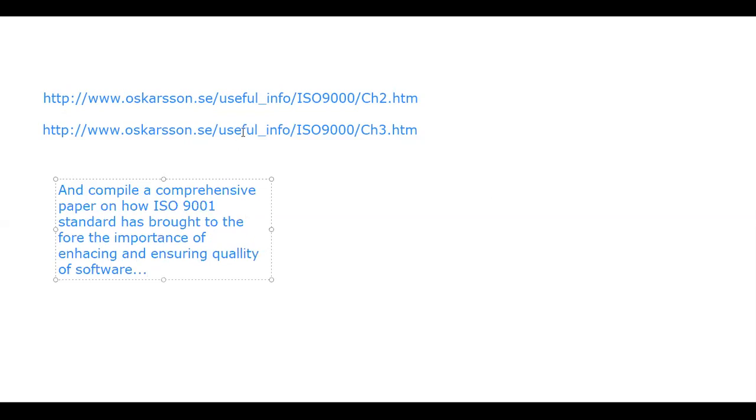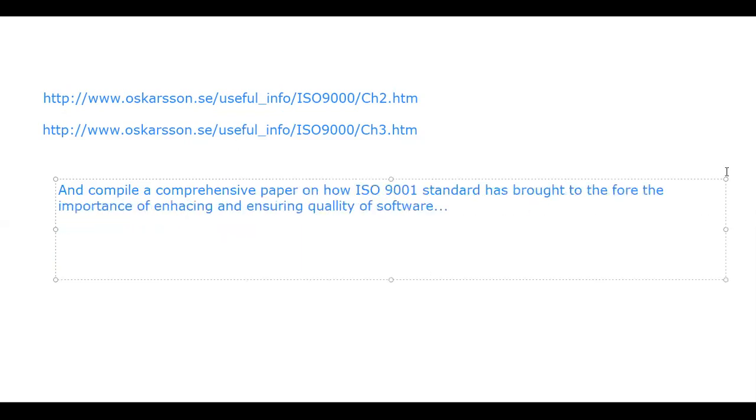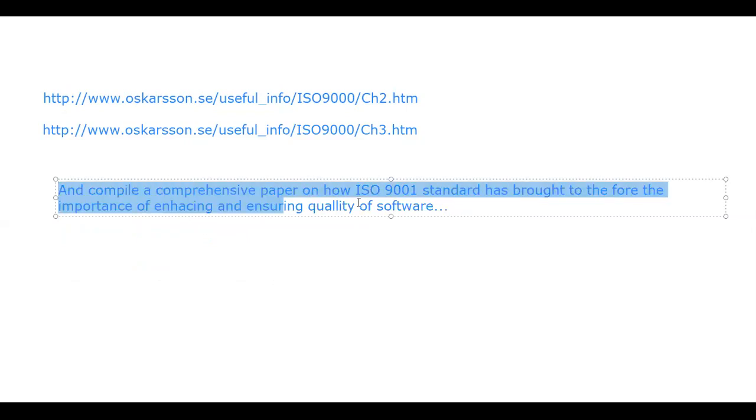So that's what I want. You read these two and compile for me a paper bringing out how this standard has enhanced and ensured quality of the software being developed nowadays. It will be an assignment which I will share with you on the course website, because that's what is most important, so that we may be at par. Kindly be on the lookout for the video. It will be there and you shall be able to do it.